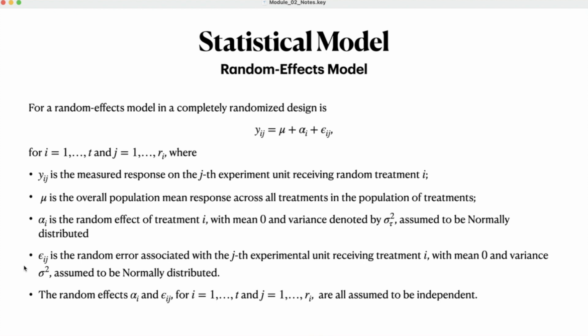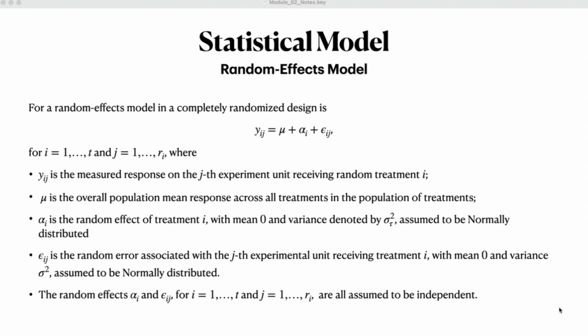Now, once again, epsilon sub ij is the random error associated with the jth experimental unit receiving, in this case, random treatment i. And again, the error terms have a mean of 0 and a variance which we will denote by sigma squared, and these error terms are assumed to be normally distributed. Now, one additional assumption that goes along with this random effects model is that the random effects for the treatments and the random error terms are assumed to be stochastically independent.